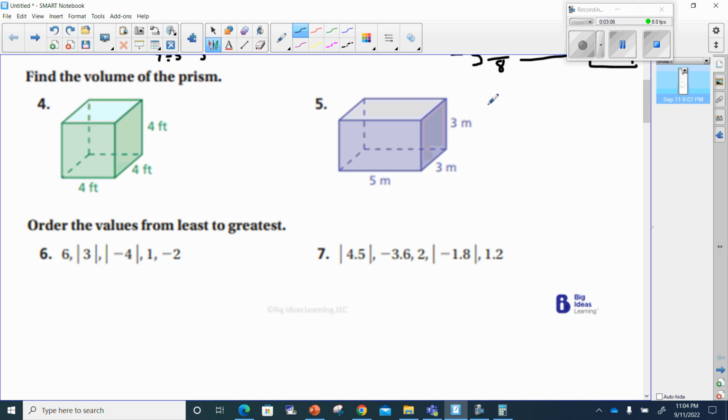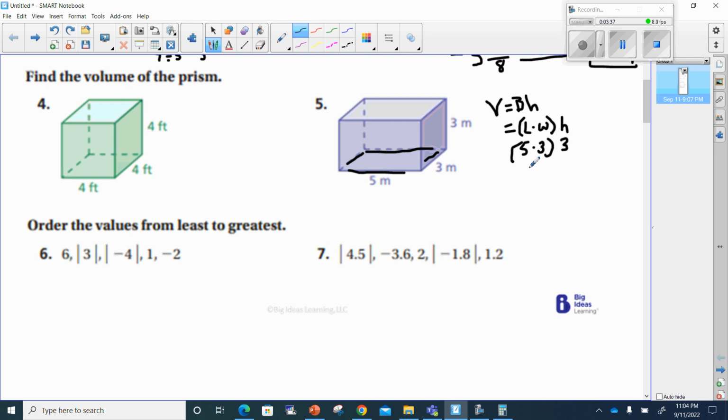Find the volume. Remember, volume equals big B times H. The big B is the base, which is going to be a rectangle. That formula for a rectangle is length times width. And then we're going to multiply everything to the height. Well, the length is 5. The width is 3. And the height is 3 right here.